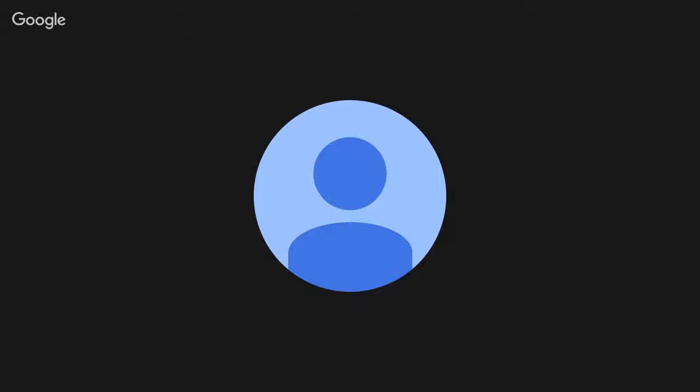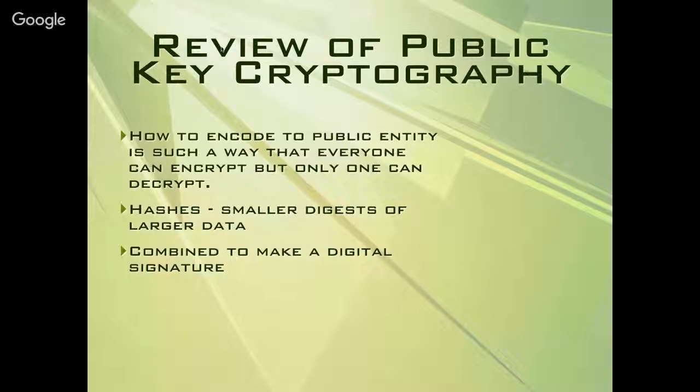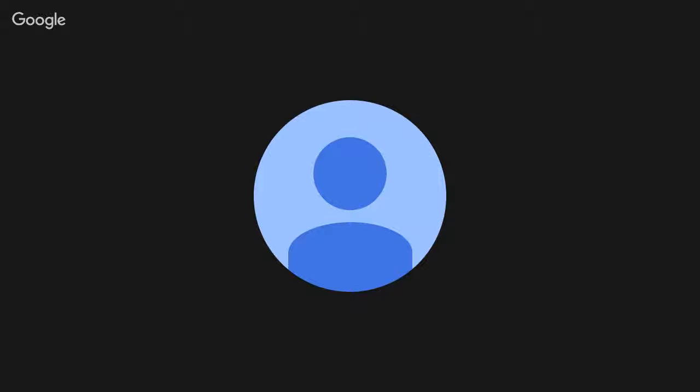So in Bitcoin, one of the things we do is we combine the idea of a public key and hashes essentially to create what are called digital signatures. You need a private key too, right? So you can sign something digitally. You compute a hash over it, okay, and then you encrypt the hash.